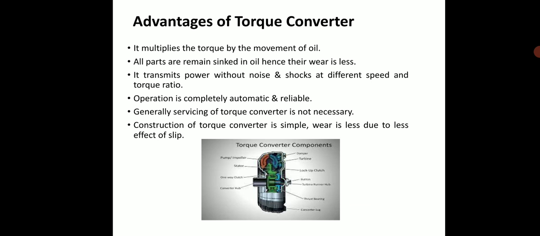Advantages of the torque converter: it multiplies the torque by the movement of oil. All the parts remain submerged in the oil, hence the wear is less. It transmits the power without noise or shocks at different speeds and torque ratios. The operation is completely automatic and reliable. Generally, servicing of the torque converter is not necessary. Construction of the torque converter is simple. There is less wear due to the effect of slip. This diagram shows the torque converter components.